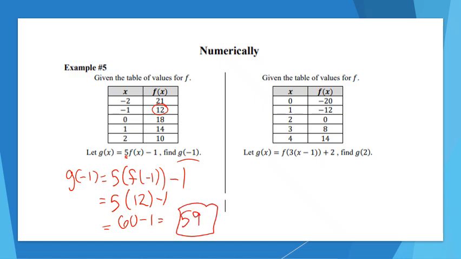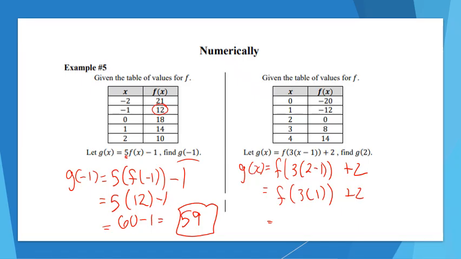And this one, find g of 2. So g of x equals f of 3 times 2 minus 1. Whoa, lots of parentheses. And then plus 2 on the outside. Let's simplify that a little bit. F of 3 times 1 plus 2, which is just f of 3 plus 2, which f of 3 should be 8 plus 2, which is 10. So that should be our answer there.